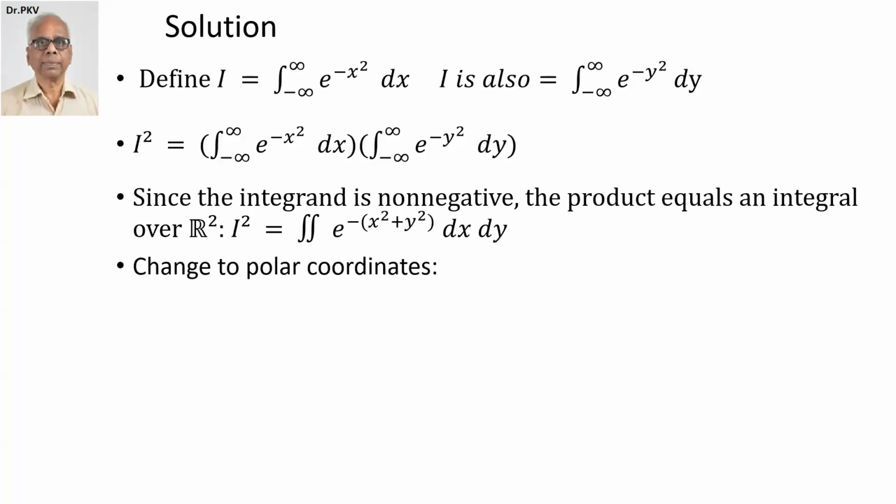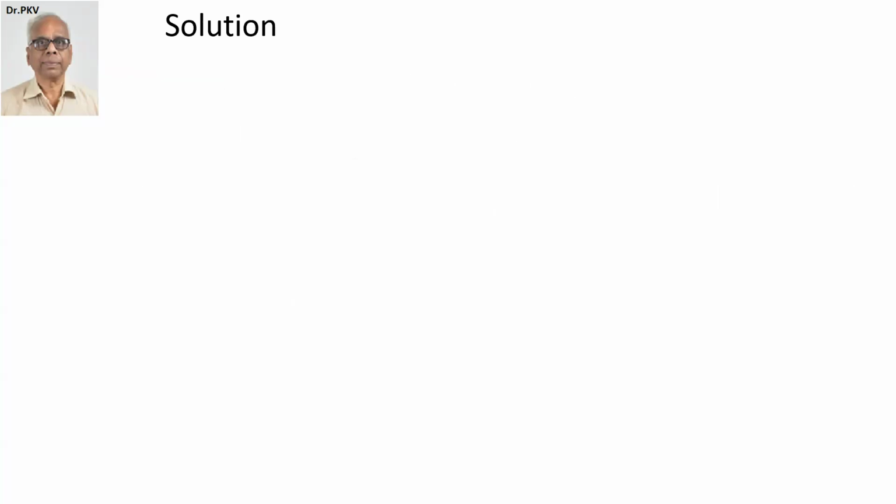Change to polar coordinates by substitution. x is equal to r cos theta, y is equal to r sin theta, so that x squared plus y squared is equal to r squared, because cos squared theta plus sin squared theta is 1. Now, we have to find the Jacobian of the transformation from x, y to r, theta.